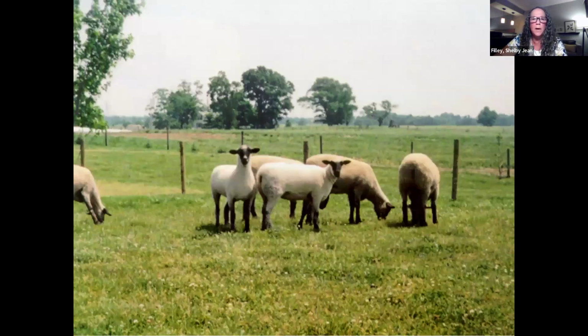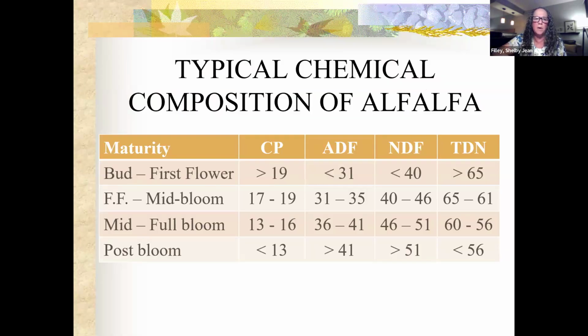Okay, that was grass. What about legumes and other herbs that are in your field? This table shows the chemical composition of alfalfa as it increases in maturity. So for legumes, we look at bud to first flower to mid bloom to full bloom, and then post bloom. So those are the flowers on the alfalfa. And similarly with legumes and such.